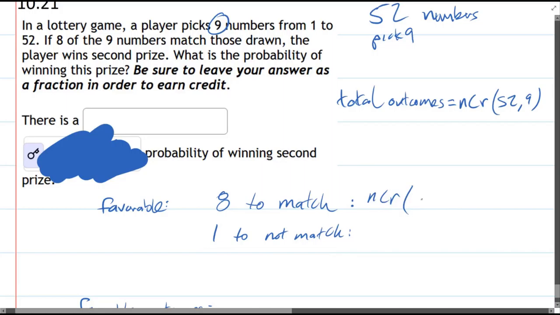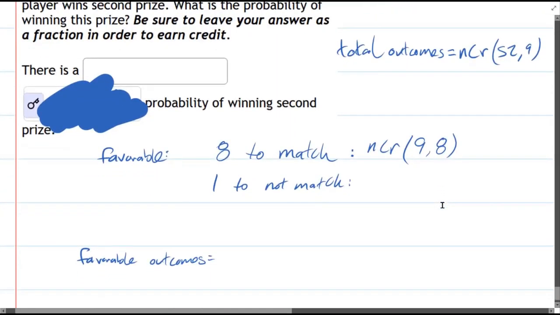Now on the first one, we need eight to match out of nine. So it's nine choosing eight. We need one to not match. This one's a little bit more tricky. To not match, we have to think of, there's 52 numbers, but there's nine that are chosen, so there's 43 remaining. So there's 43 that won't match. So there's 43 possibilities and we're choosing one of them.